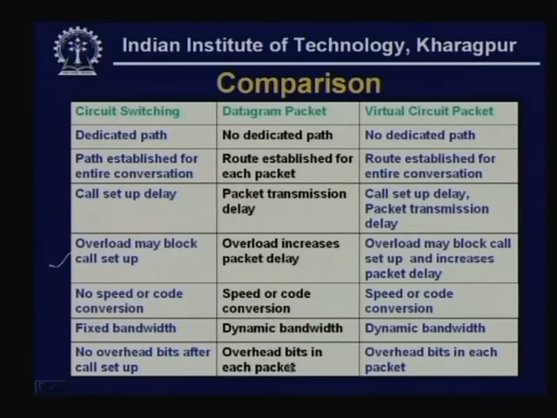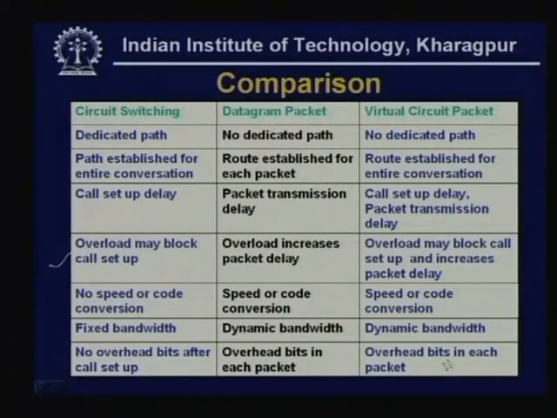On the other hand, in datagram packet switching or virtual circuit packet switching, there are overhead bits in each packet. As you have seen, in datagram packet switching, you have to do the routing. So, you have to provide the source address, destination address, sequence number for control purposes, and if you are using error detection and control, you have to use CRC. Similarly, that is true in case of virtual circuit packet switching. In both cases, overhead bits are present in each packet, not only in the call setup delay, but subsequently. So, this gives you the comparison of the three switching techniques that we have discussed.